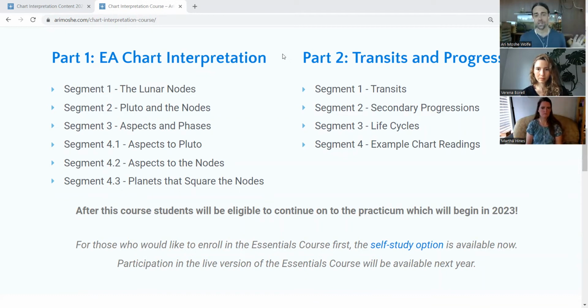Now, last year I actually taught this in 2 separate courses. So Martha, you took both of those courses. Verena, you jumped in on the second course. So you'll get to speak specifically to the transits and progressions part. This year, I'm making it all one course. And we end this with a couple weeks of example chart readings. So this course begins in August. It ends in December. Those who take this course can continue on to the Practicum.